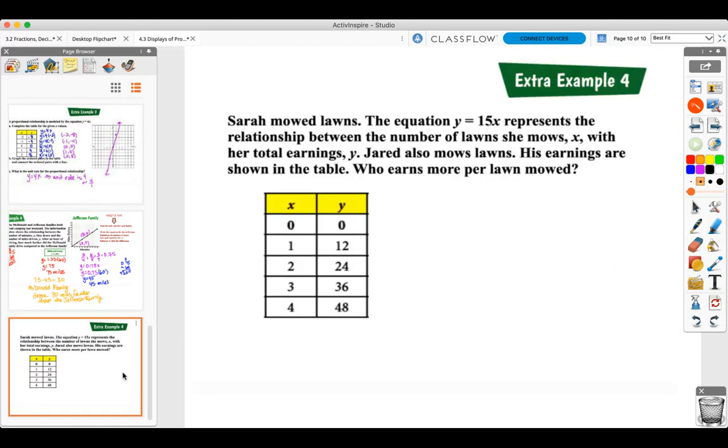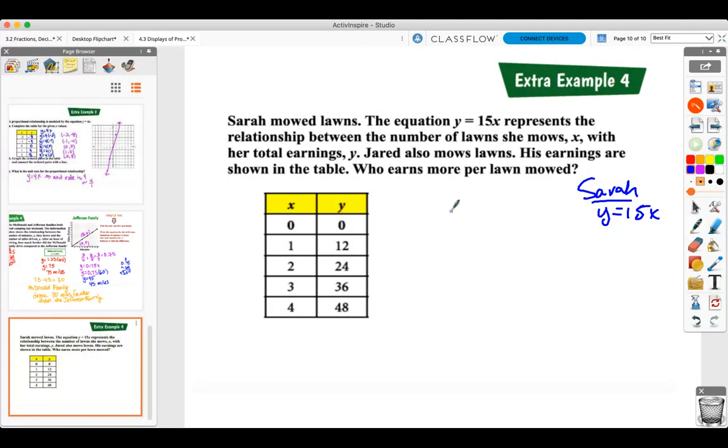All right, next question. Sarah mowed lawns. The equation y equals 15x represents the relationship between the number of lawns she mows, x, and her total earnings, y. Jared also mows lawns. His earnings are shown in the table. So we know Sarah is y equals 15x. Now what we need to do is find out the equation for Jared. Who earns more per lawn mowed?